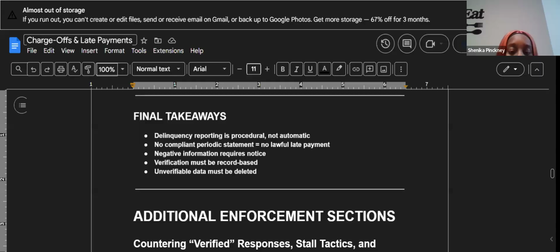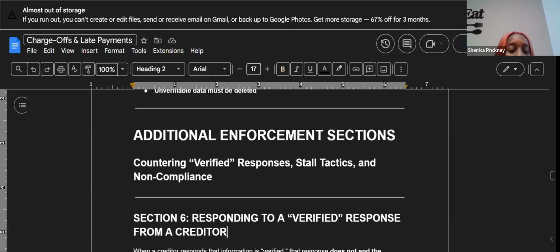Delinquency reporting is procedural, not automatic. No compliant periodic statements equals no lawful late payment. Okay. Negative information requires notice. Verification must be record based. Unverifiable data must be deleted.